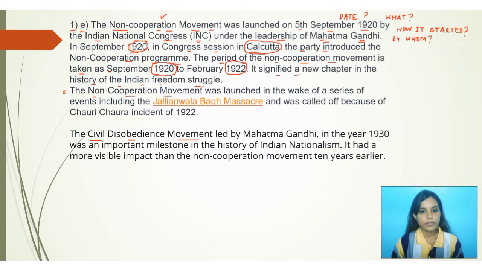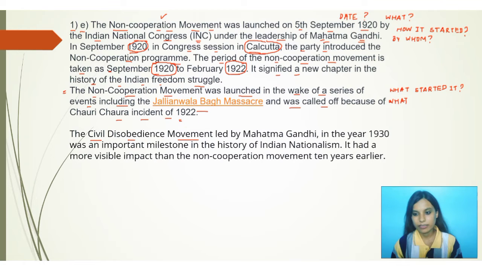The non-cooperation movement was launched in the wake of a series of events, including the Jallianwala Bagh massacre, and was called off because of the Chauri Chaura incident of 1922. So what started the non-cooperation movement? And what called it off, what led to its end?